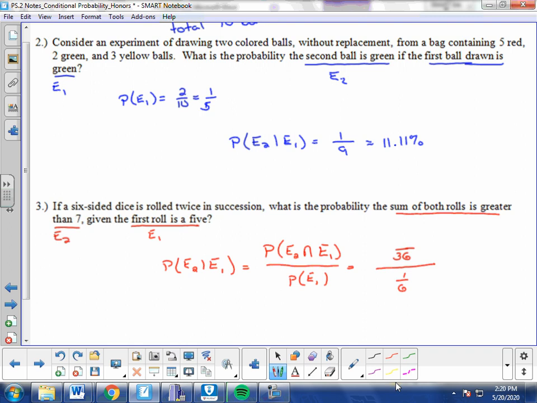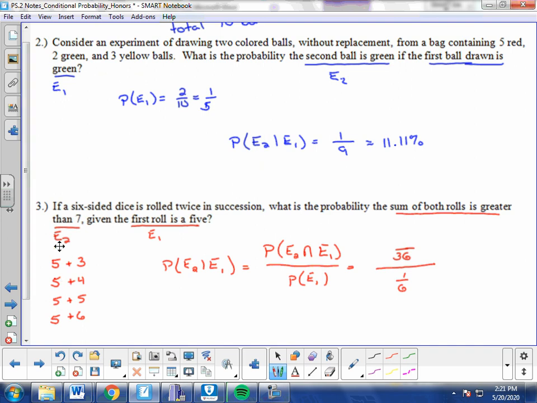We want the probability that event 2 and event 1 occurs here. So we want the probability that the sum is greater than 7 after rolling a 5. So what would give me a sum of greater than 7 after rolling a 5? I could roll a 5 and a 3. I could roll a 5 and a 4. I could roll a 5 and a 5. And I can roll a 5 and a 6.